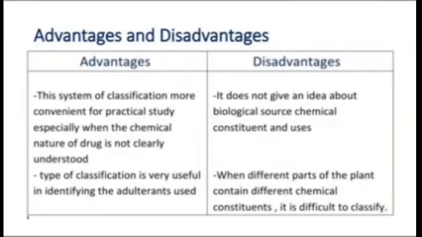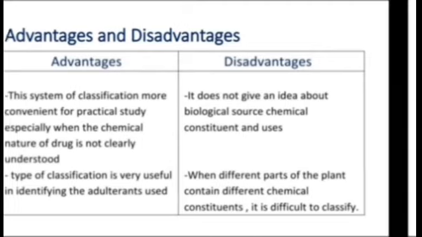Advantages and disadvantages of morphological classification. First advantage, morphological classification systems are more convenient for practical studies, especially when the chemical nature of the drug is not clearly understood. Second, this type of classification is very useful in identifying the adulterants used. Disadvantages: first, it does not give an idea about biological source, chemical constituents and uses. Second disadvantage: when different parts of the plant contain different chemical constituents, it is difficult to classify.